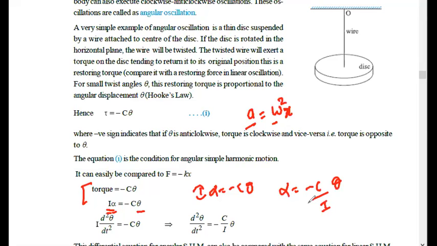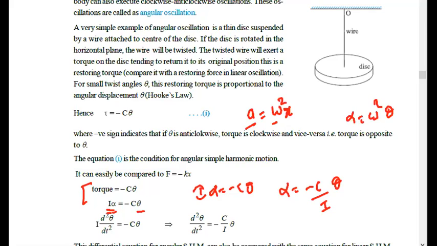And we know that this is your omega squared because alpha is equal to omega squared theta. Clear, everyone? This is the concept of rotation. Yes or no? Tell me yes or no. Raise your hand. Are you getting this concept?